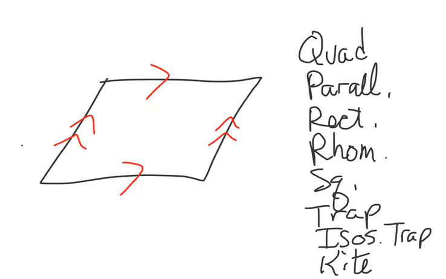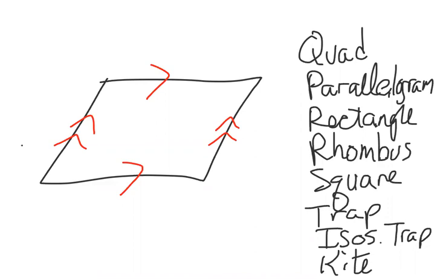Maybe it'll help if I finish writing out what these words are. Yes, parallelogram is the one that has two pairs of parallel sides. Okay, what is this thing?